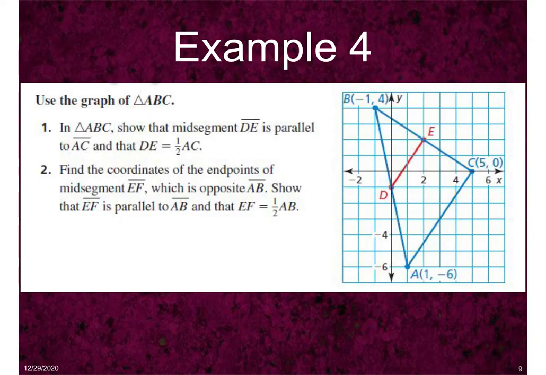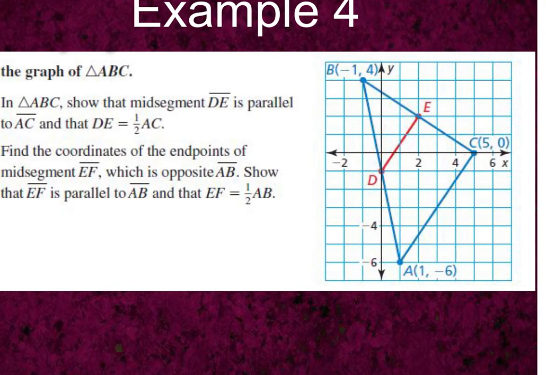Example 4 involves putting our triangle inside a coordinate plane. So we have to find the mid-segments, and we have to find whether it's parallel and half the distance. Okay? So go to the next slide. Let's go back. What would you do to find the coordinates of D and E? What would you use? Mariana? Very good. You find the midpoint. Excellent. It shows us where D and E are, but let's also calculate it just to make sure, in case it wasn't given to us.